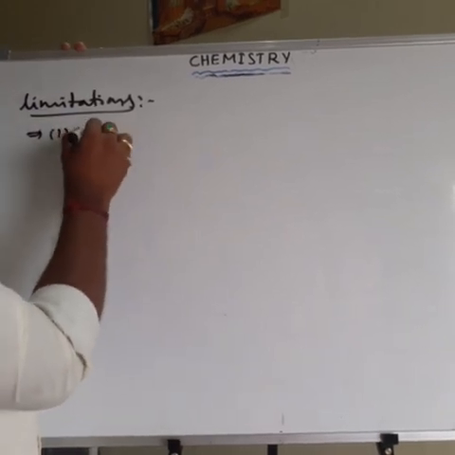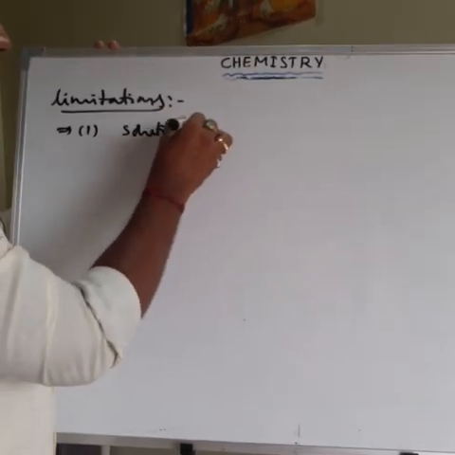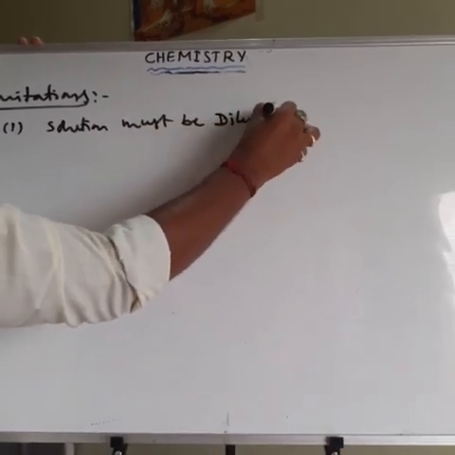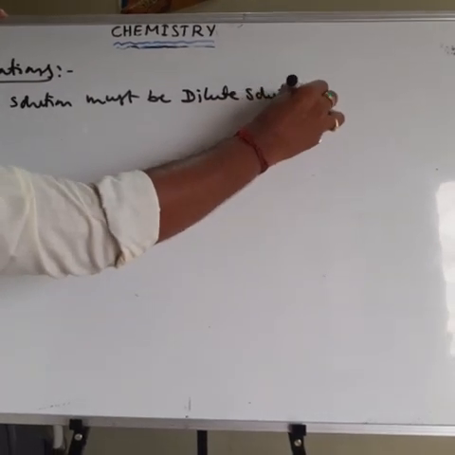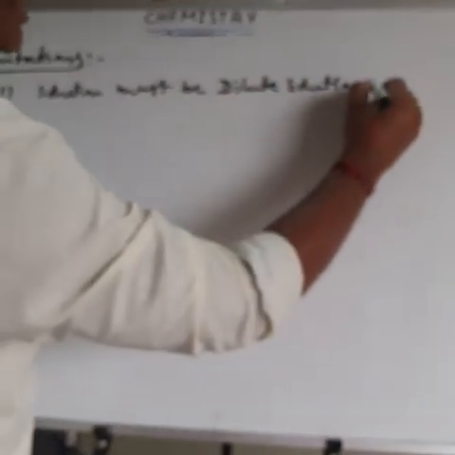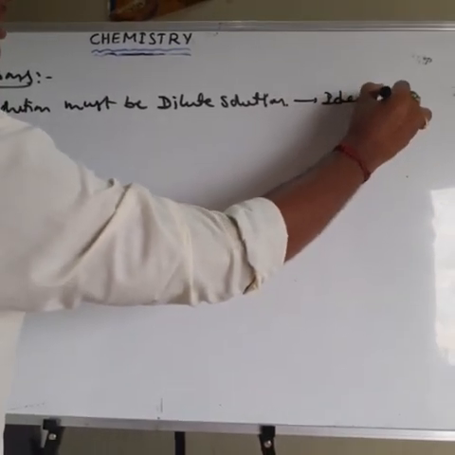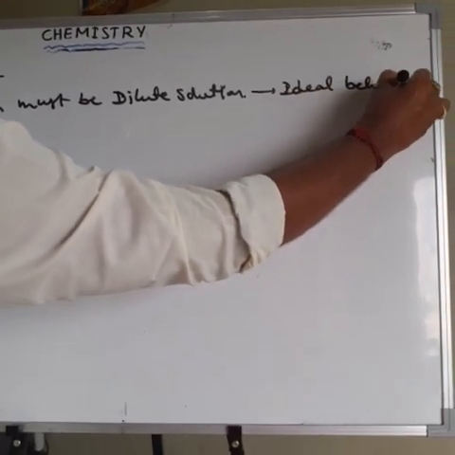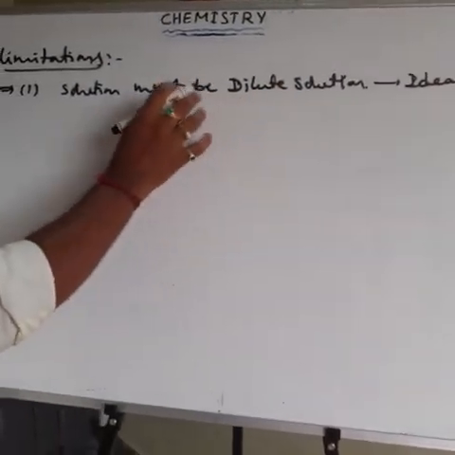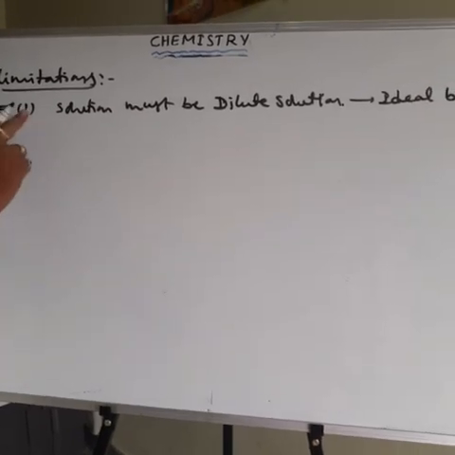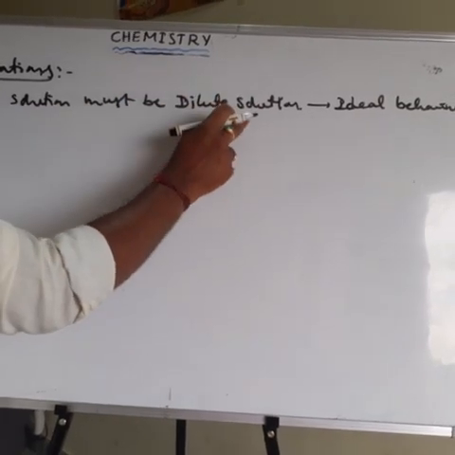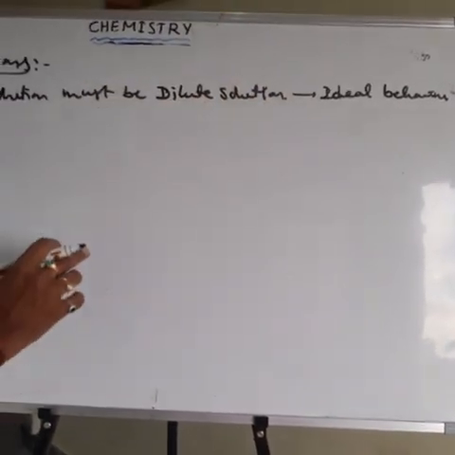Raoult's law is applicable when the solution is a dilute solution, and the solution approximately behaves as an ideal solution. The solution approximately has ideal behavior. That type of solution follows Raoult's law. So the first point is that the solution must be a dilute solution with approximately ideal behavior. To that type of solution, Raoult's law is applicable.